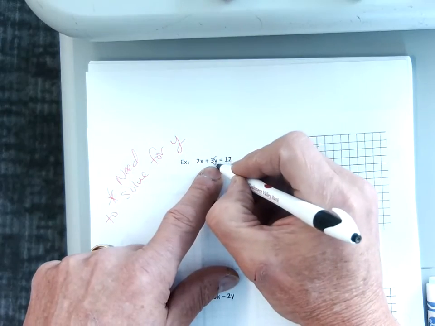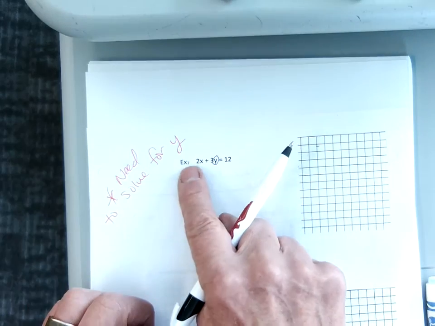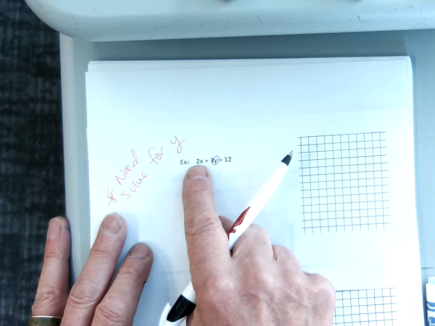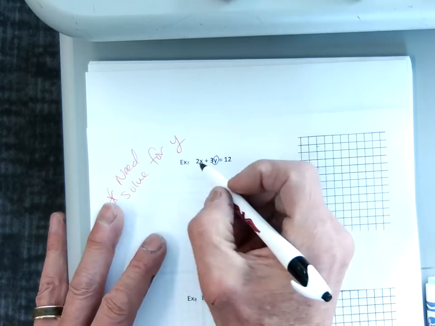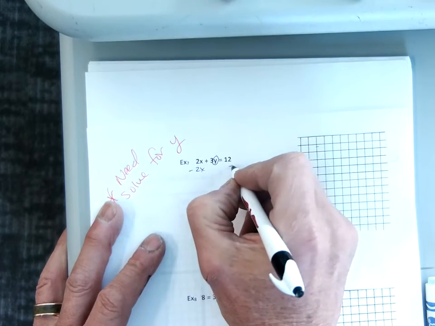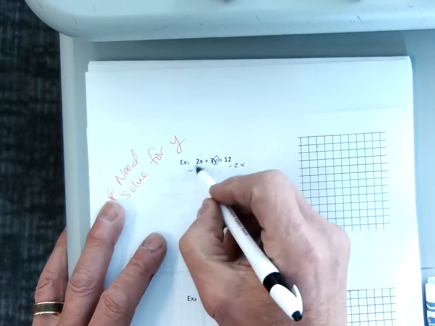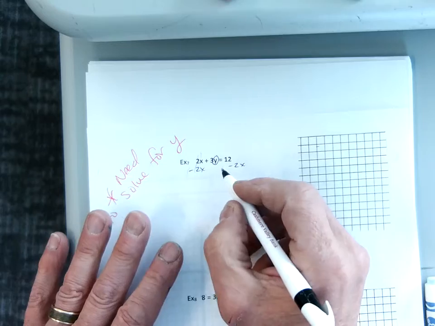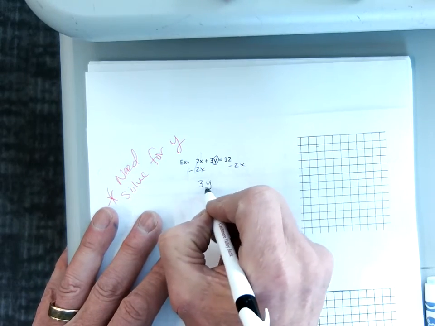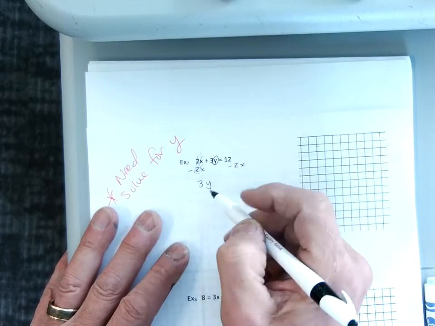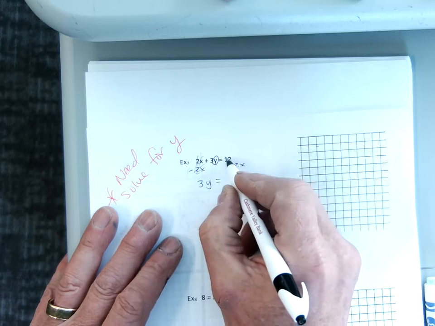So here's my y. I'm going to get rid of the 2x. So to get rid of the 2x, just like our warm-up, I'm going to go minus 2x, minus 2x, because that's going to cancel out the 2x, right? So I'm going to have a 3y, because that's gone. See how this works? Equals, well, 12 minus 2x.